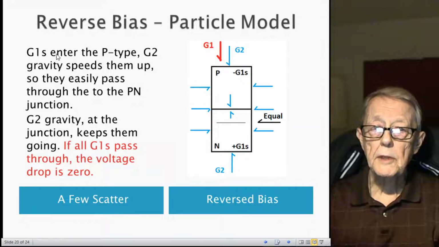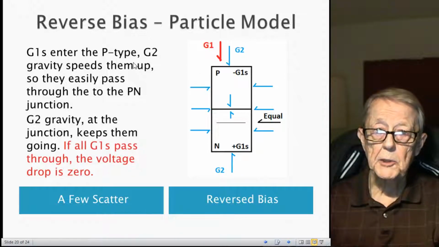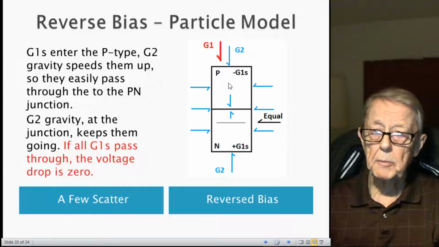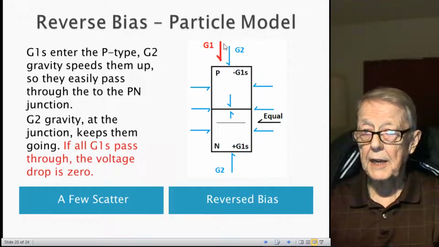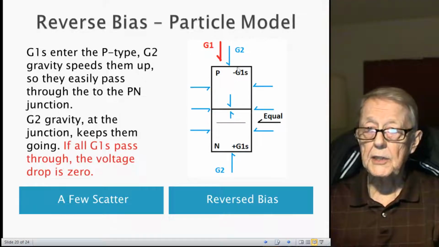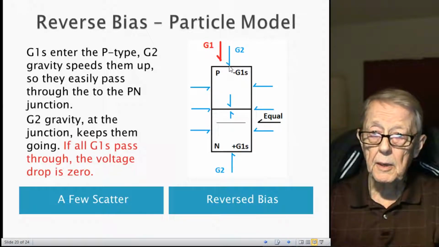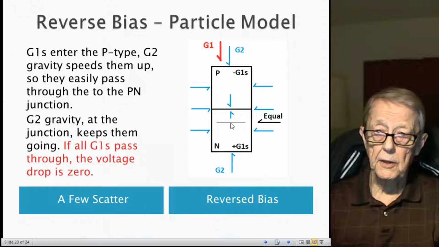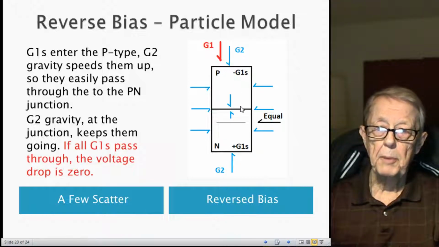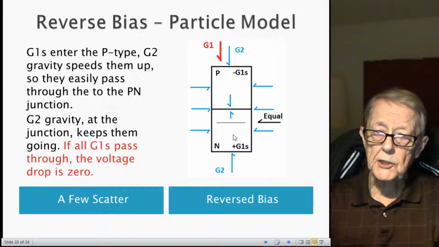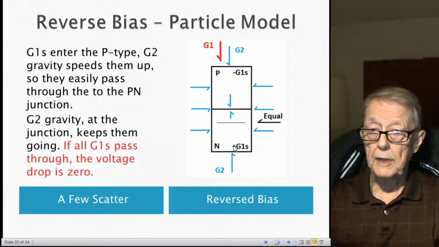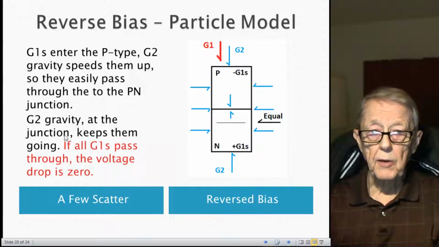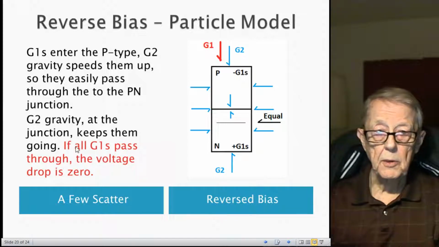So what happens as the G1s enter this P type, the G2 gravity, strong gravity, speeds them up. This has got a lot of space, so it goes through there easily in the first place, and it's going at a velocity c in this direction. It's going to speed up and get pushed by the G2 force until it gets here, then it's going to slow down. It's going to pass through here easily. It's going to get some resistance here and probably would lose 1 or 2 G1s as it goes through here. G2 gravity at the junction keeps them from going.